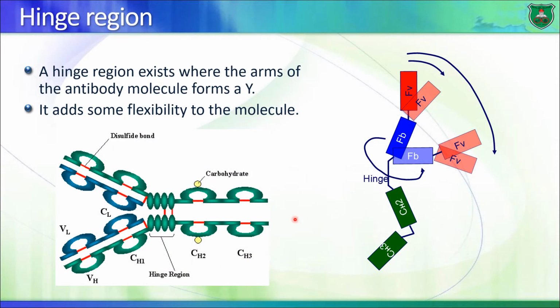Now, right in the middle, there is a region known as the hinge region. This hinge region provides flexibility to the molecule so that when it binds to the antigen, it can orient itself in a proper angle so that it binds the antigen with high affinity.